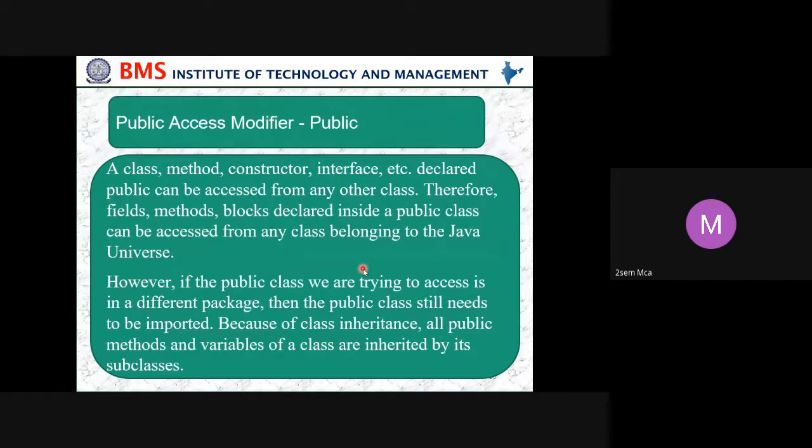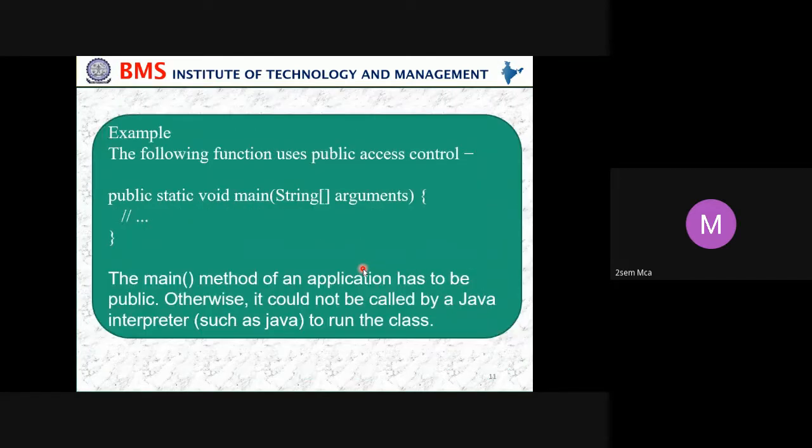Then we started with public. Public can be accessed by anybody, within a class or within the package. And this is the syntax we have used. One more point to remember: the main method cannot be private or protected. It should be public. So whenever we use the main method, it should be public. That is one restriction we have to remember.